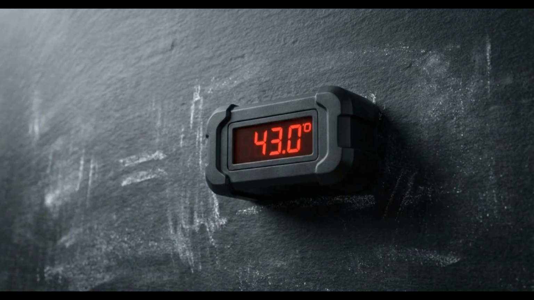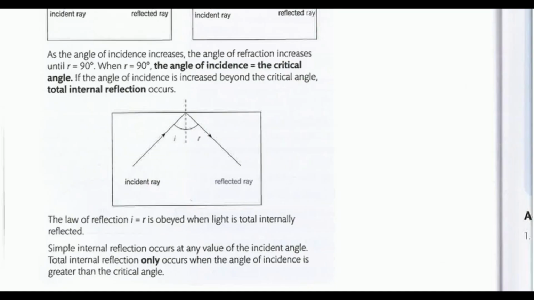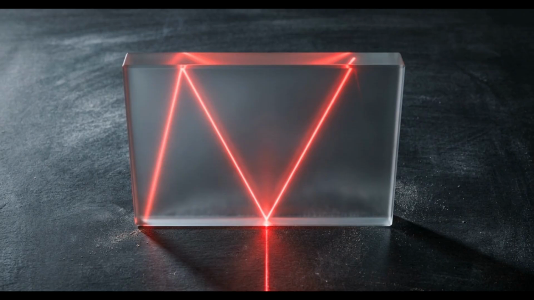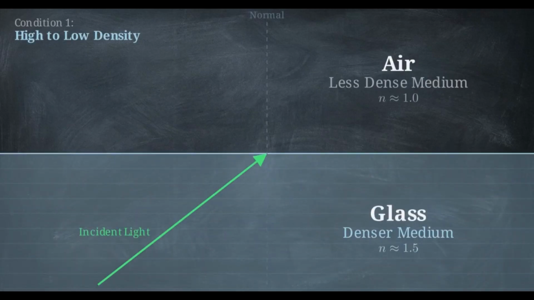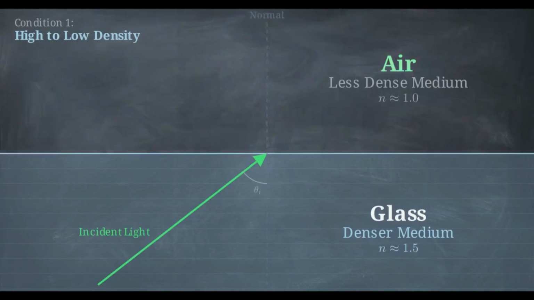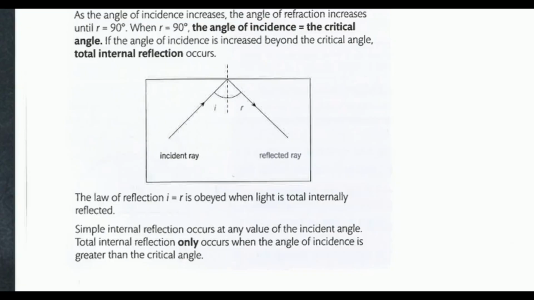If 41.8 degrees is the limit, what physically happens if we push the laser to 43 degrees? Looking at this third diagram, the beam skimming the surface disappears entirely. Instead, a new beam abruptly reflects downwards, back into the glass. This phenomenon is known as total internal reflection. Total internal reflection demands two strict conditions. First, light must be attempting to move from a denser medium, like glass, to a less dense medium, like air. Second, the angle of incidence must be greater than the critical angle.